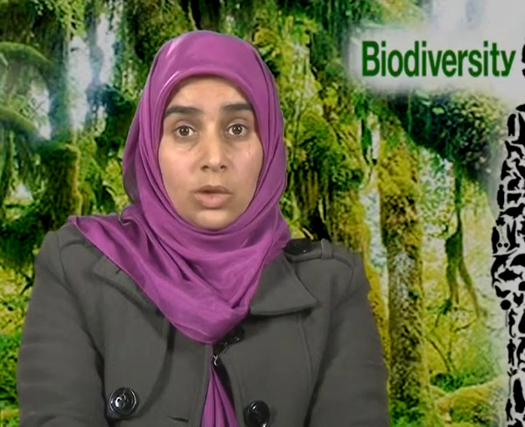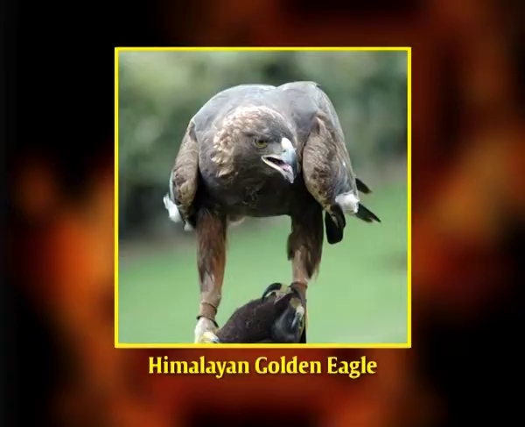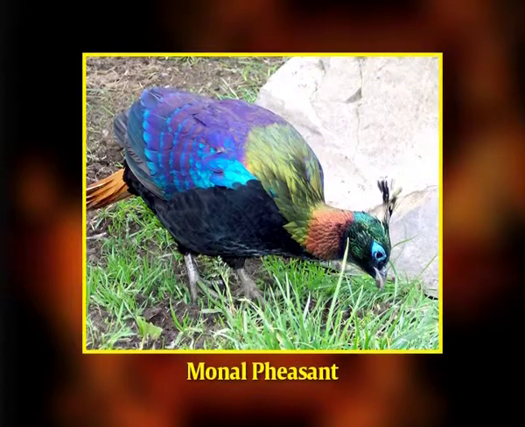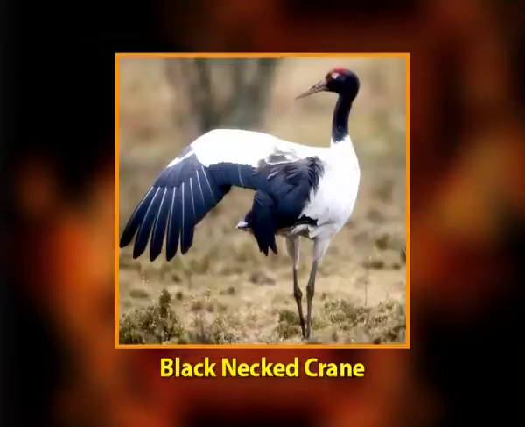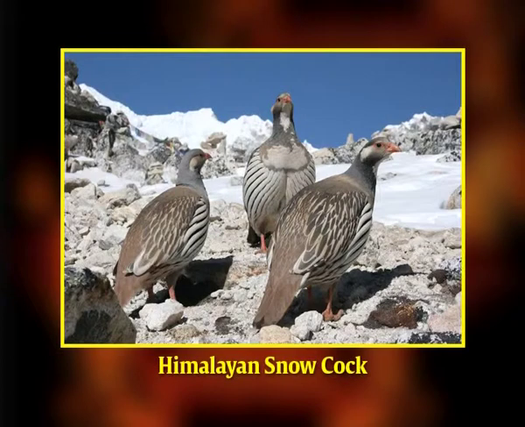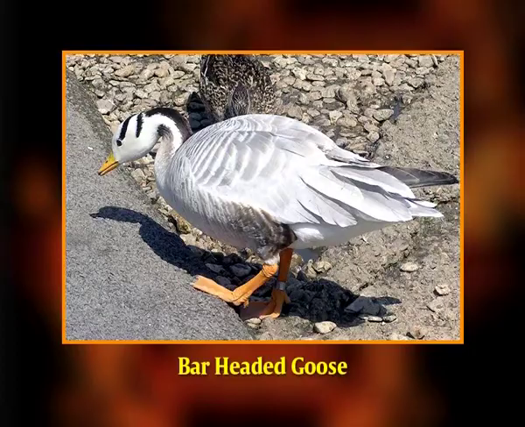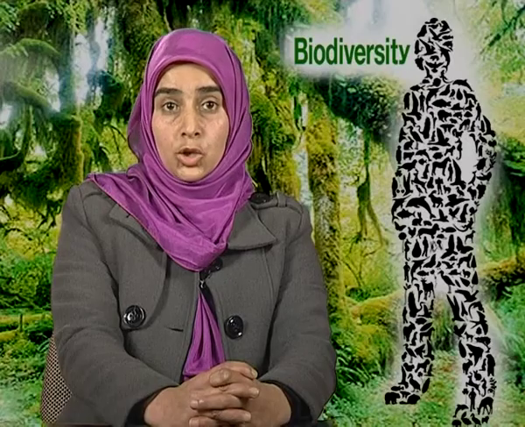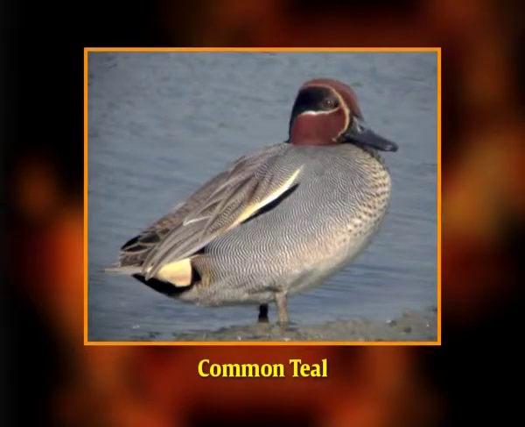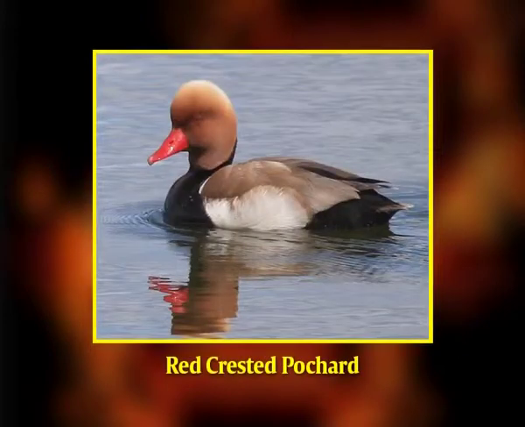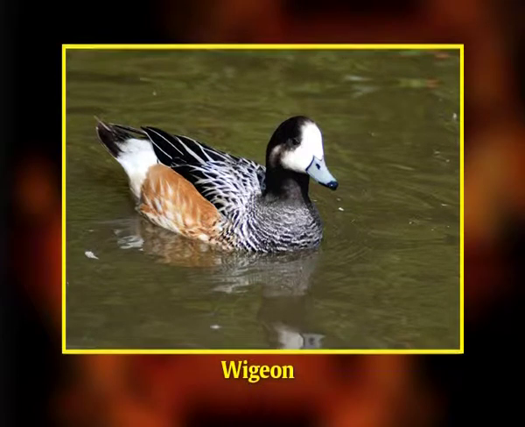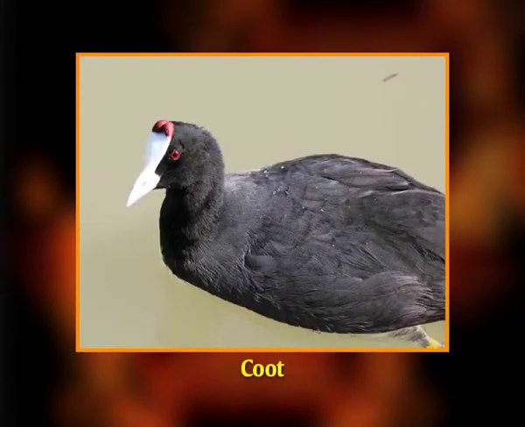Some of the rare and threatened birds found in the area include exotic species like the Himalayan golden eagle, the bearded vulture, the monal pheasant, the western tragopan, the black-necked crane, the Himalayan snowcock and the bar-headed goose. The most common water birds which visit the state during winter months are common teal, pintail, red-crested pochard, greylag goose, widgeon, garganey, coot, etc.